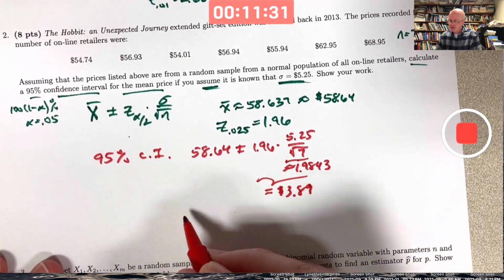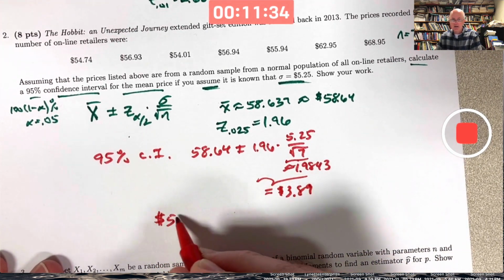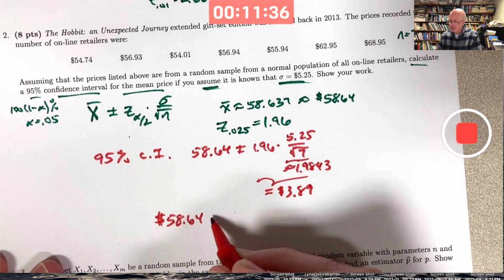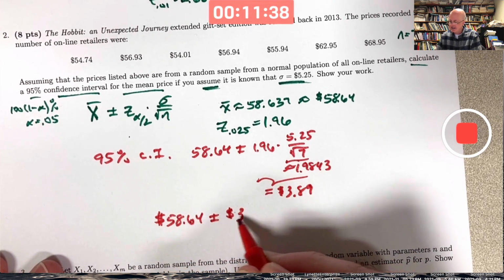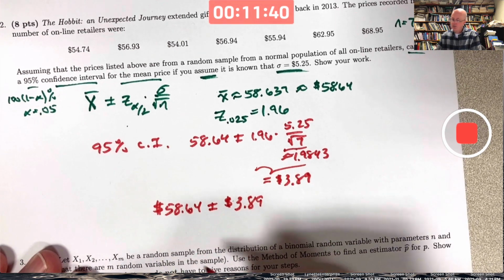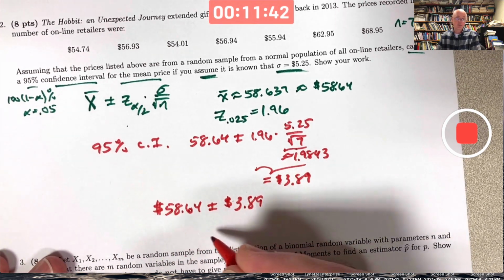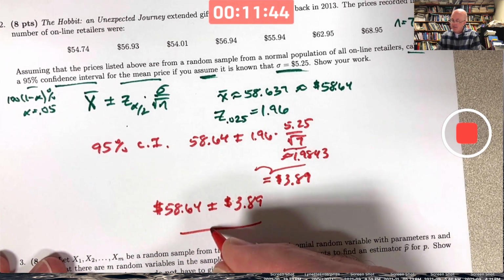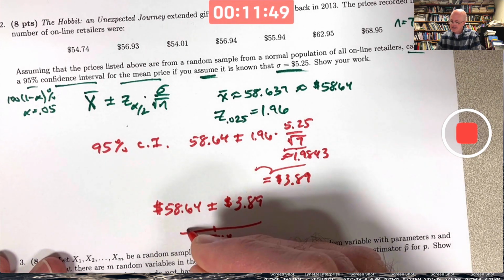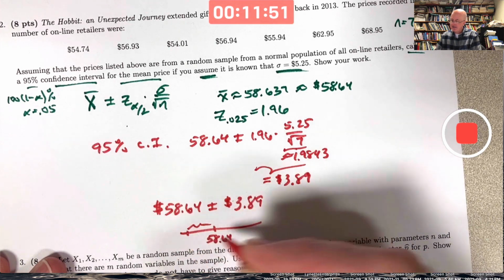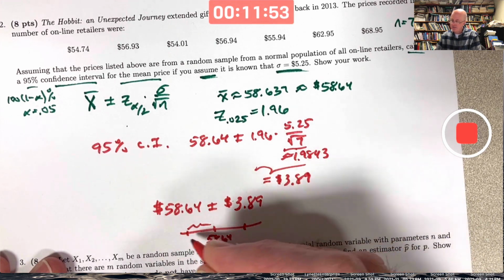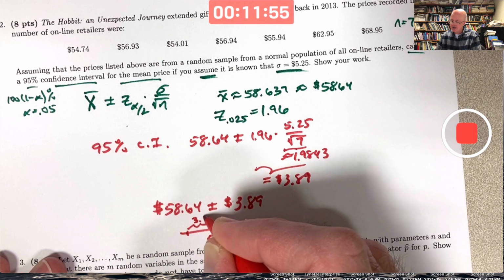So we can write the answer, including units, as $58.64 plus or minus $3.89. Emphasizing when the confidence interval is written in this form, what the point estimate is, the center of the interval, and also emphasizing the distance between the center, the midpoint of the interval, and the numbers on either side. This is 3.89.